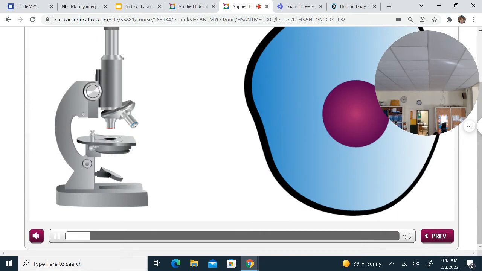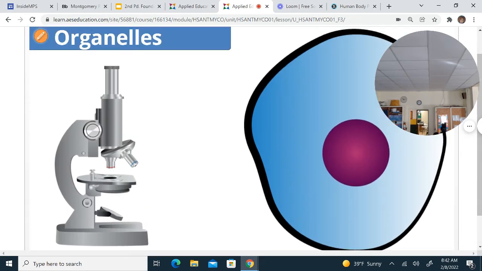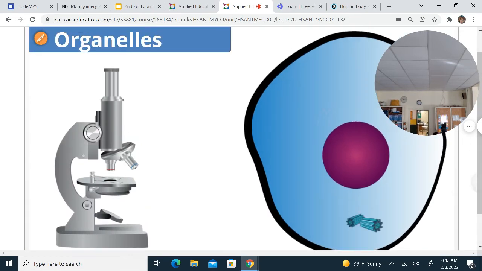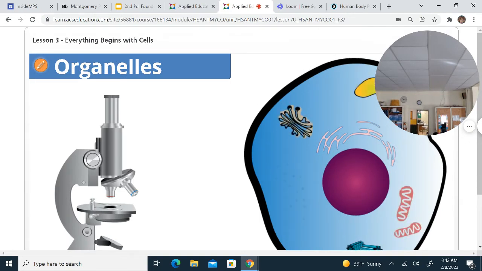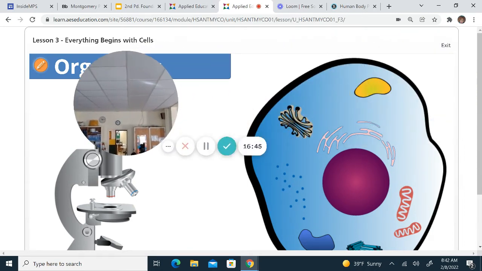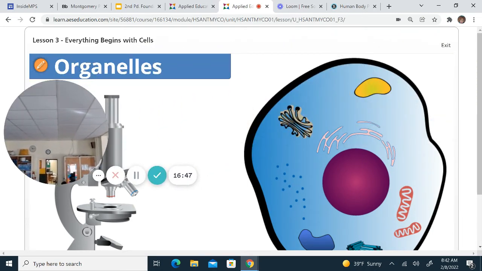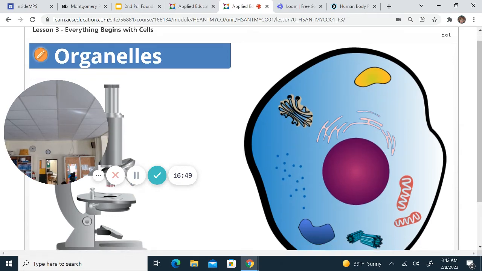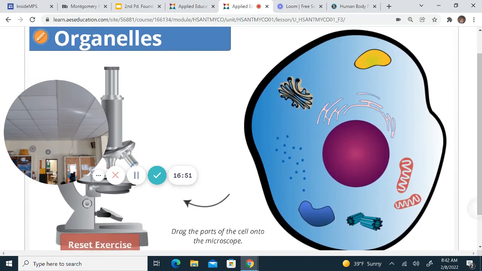You now know that the cytoplasm is one of the three main parts. Cytoplasm contains many small structures. These structures, including the nucleus, are called organelles. Organelles have the specific job of helping the cell to function. Drag each organelle under the microscope to find out what it does.